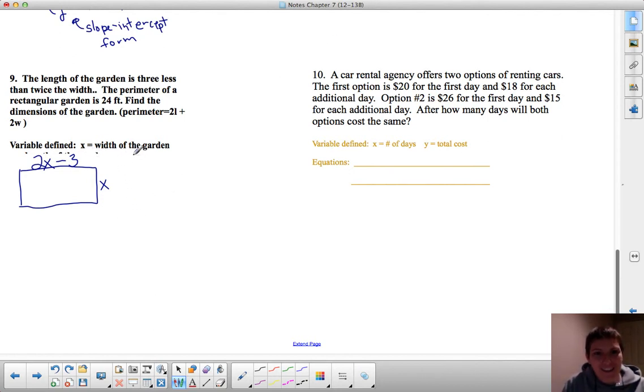If we call x the width of the garden, we could also call y, because we're allowed to use 2 variables, right? y is going to be the length of the garden. So we know that if we do 2 x's, 2 widths, plus 2 lengths, 2 y's, we get the perimeter, which is 24.